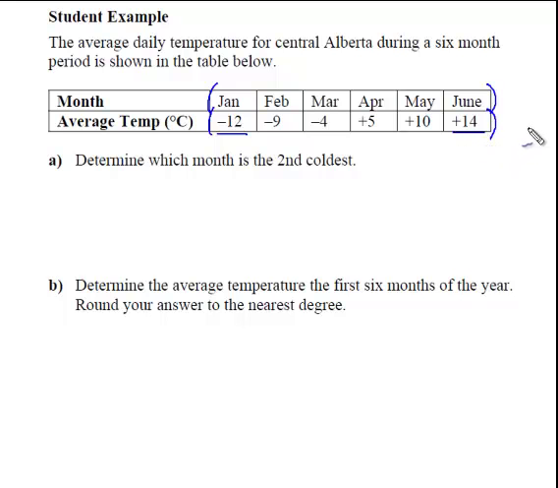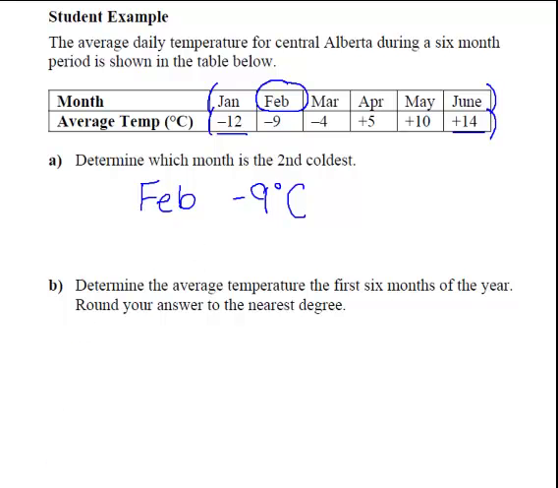They ask you to determine which month is the second coldest. You take a look and you work from the lowest side up. The second coldest month is February, and it had an average temperature of -9 degrees Celsius.